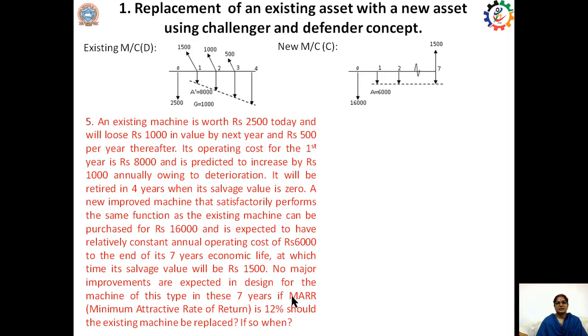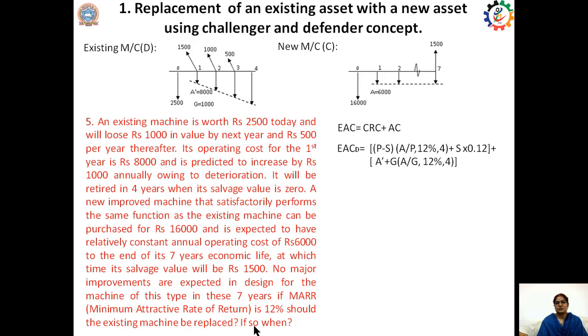Life is 7 years. Minimum acceptable rate of return or minimum attractive rate of return doesn't have any significance here. If it is the chapter on rate of return itself, then it has importance. Here you can consider it as just I. So I is 12%. The question is, should the existing machine be replaced? Also, if you feel it should be replaced, then when? So we have two questions to be answered.